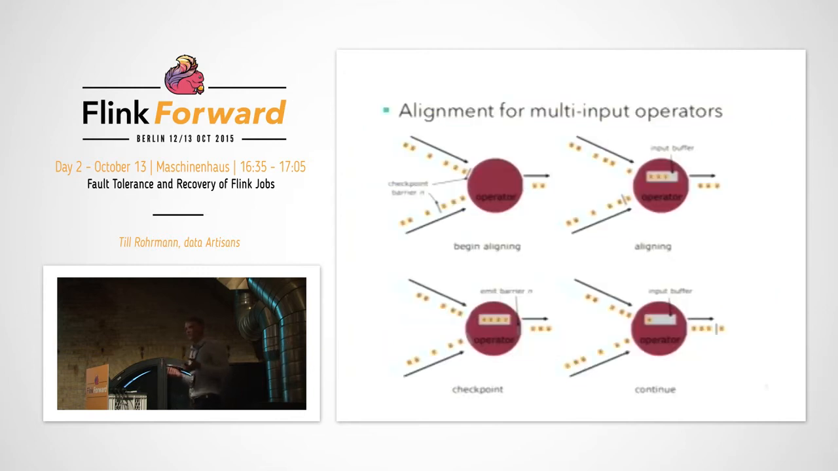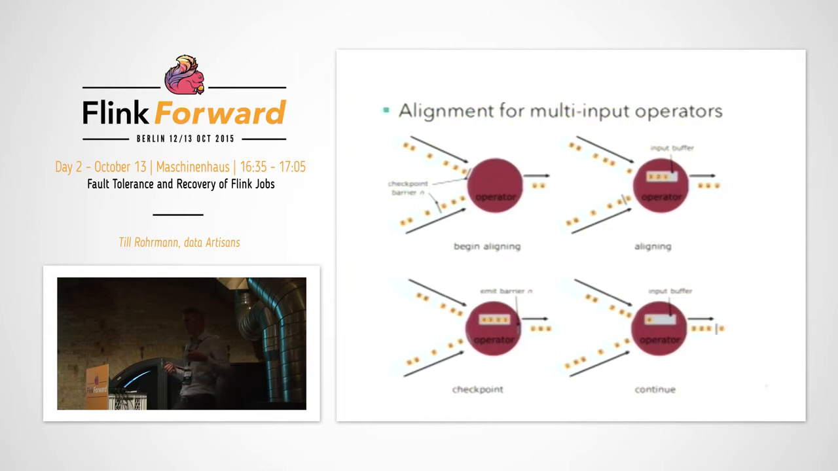For a single input operator, it's quite straightforward how to handle these kind of barriers. As I've said, you see the barrier, you draw the checkpoint, and then you create a new barrier at the outputs. In case of a multi-input operator, like a join operator, for example, or after a shuffle, you have to wait for the barriers from all your inputs before you can draw the checkpoint and emit a corresponding barrier on your output channel.